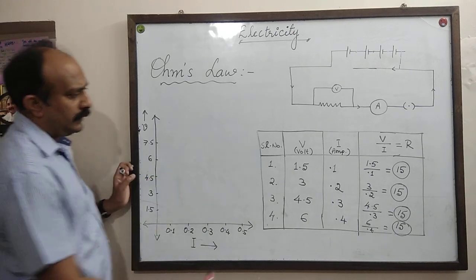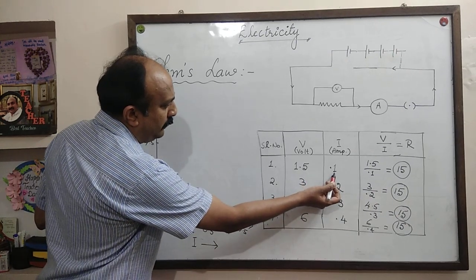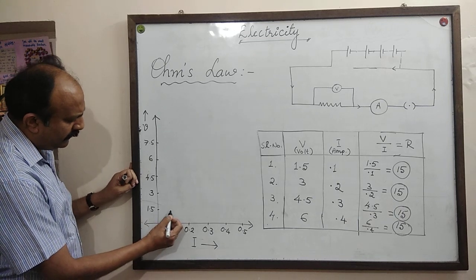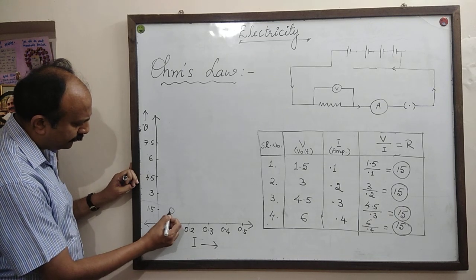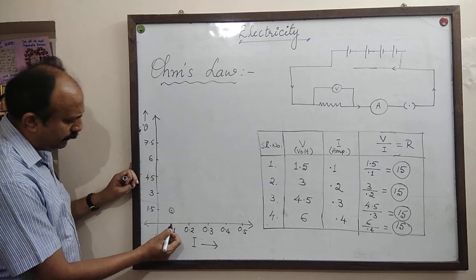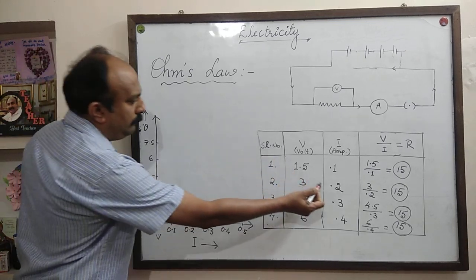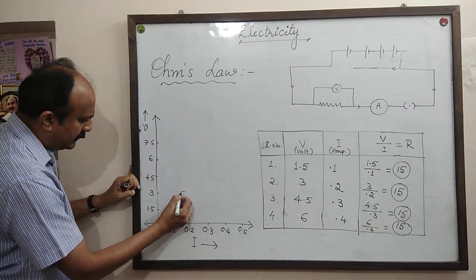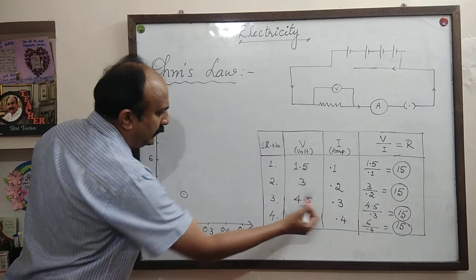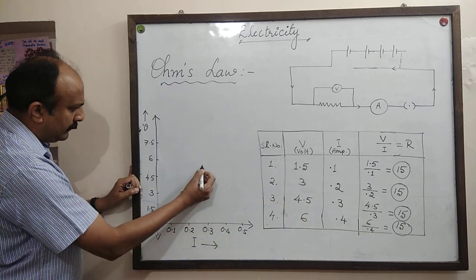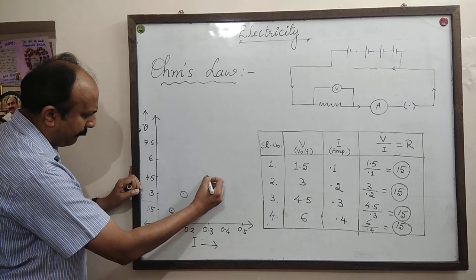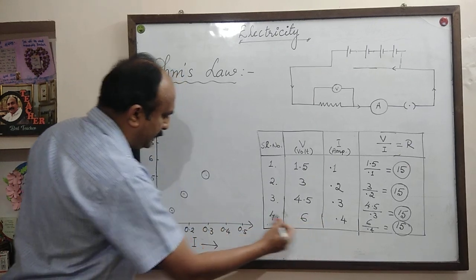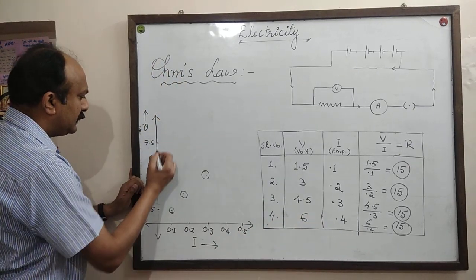So let us see the first point. When I is 0.1, V is 1.5. So the first point is I 0.1, V 1.5. I 0.2, V is 3. I 0.3, V is 4.5. And the next point is 0.4, 6.